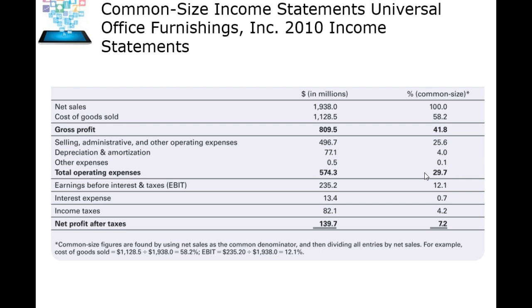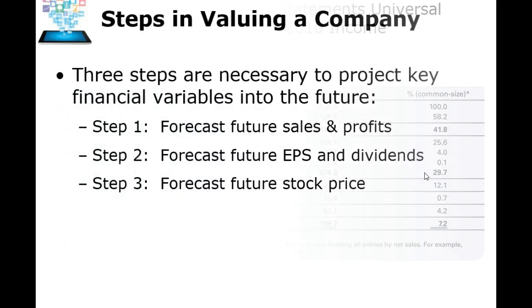So this gives us a quick way to look at many different companies within the industry to see how their sales are in relationship to their costs and their profits. And of course, the big one is what net profit is as a percentage of sales, because net profit is what's going to turn into the earnings per share.